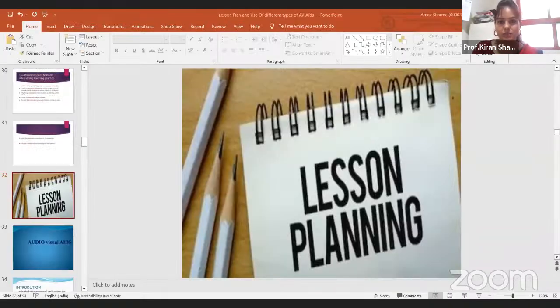I hope it is visible to all. So this is the format I have made for you, and this format of lesson plan is as per the QCI, the Quality Council of India. Different institutes have their different formats of the lesson plan. So this is the ideal one, which is given by the Quality Council of India.